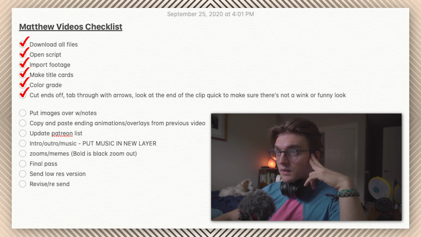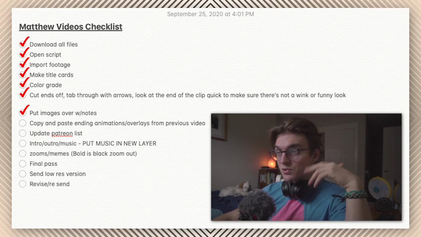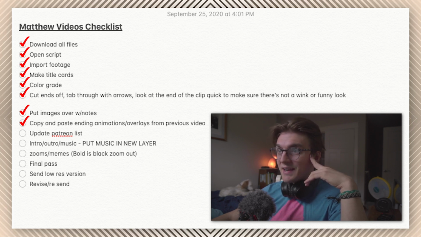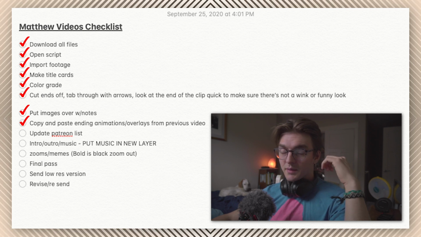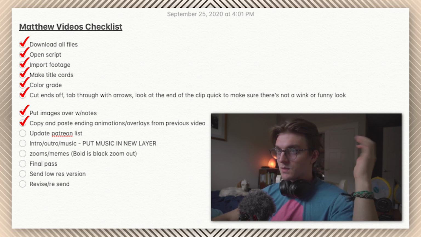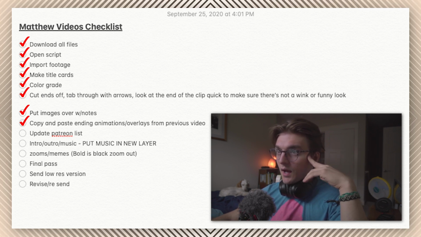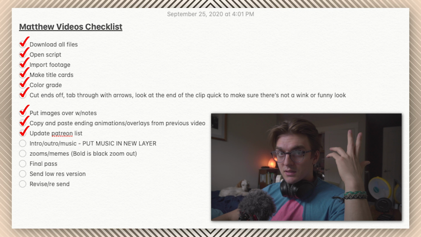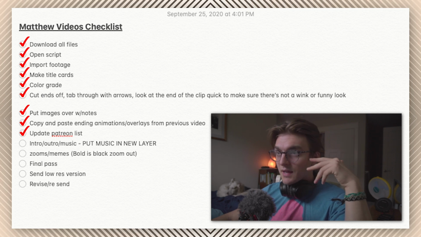Then this part takes the longest: put images over with notes. That's following the script, seeing what pictures go where. By far that's the longest time. Then copy and paste the ending and the ending animations from the previous video. There's a subscribe and a like thing that pops on the screen, and it's the same every single time, so I just paste it from the last video. Update the Patreon list. He sends me a new list of Patrons every time, so I paste that over. Then put the intro and outro music in.